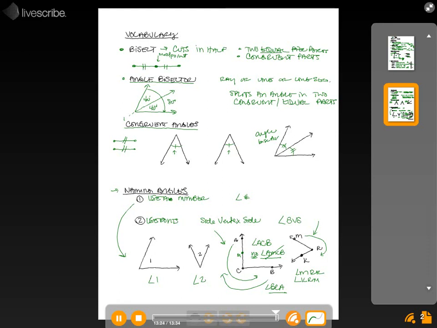Alright, so those are your notes on angles. The mostly vocabulary and how to name and congruent and angle bisector, all of that stuff. So if you have any questions, please ask them in class.